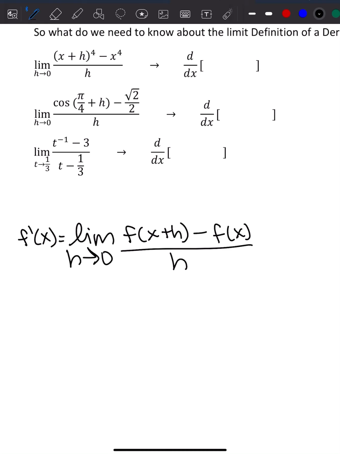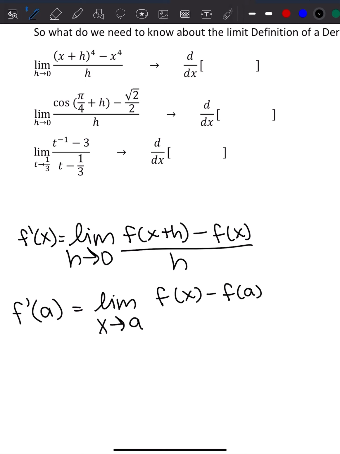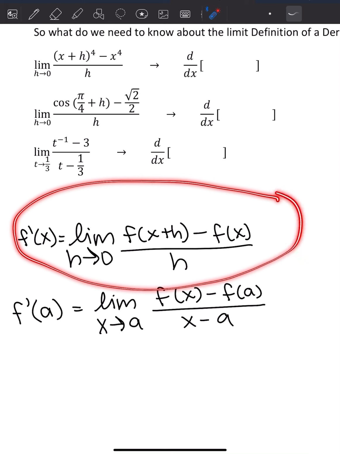We can put a number in, like our second one, or we have the limit definition at a point. So f prime of a is equal to the limit as x approaches a of f of x minus f of a, all divided by x minus a. So the big key here is that we just need to see what our function is to help us out. So when I look at this first one, the limit is h approaches 0, automatically tells me it is in this form.